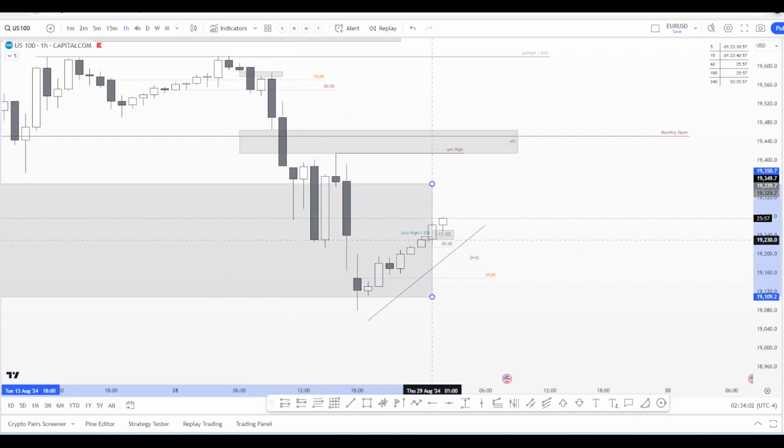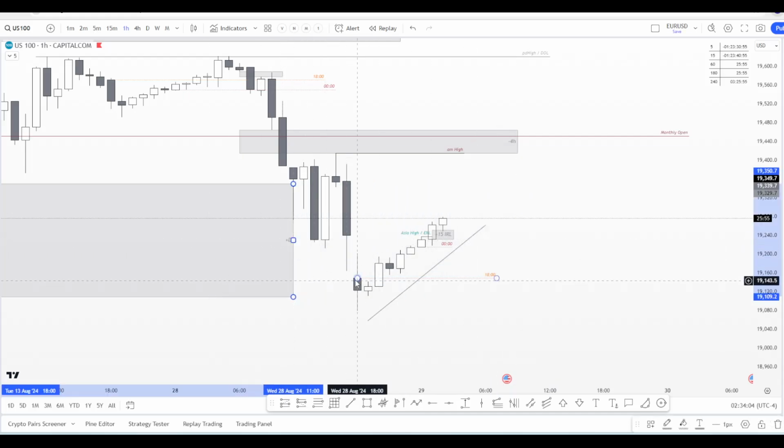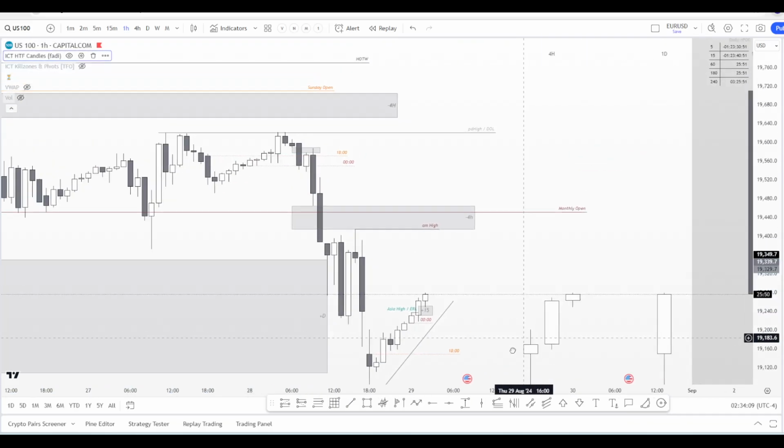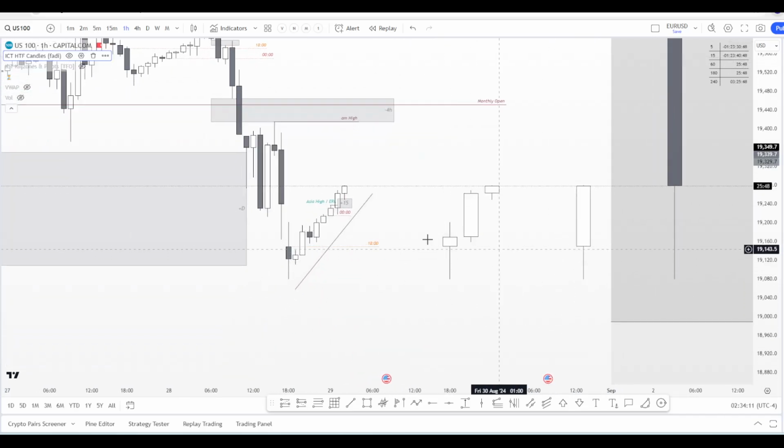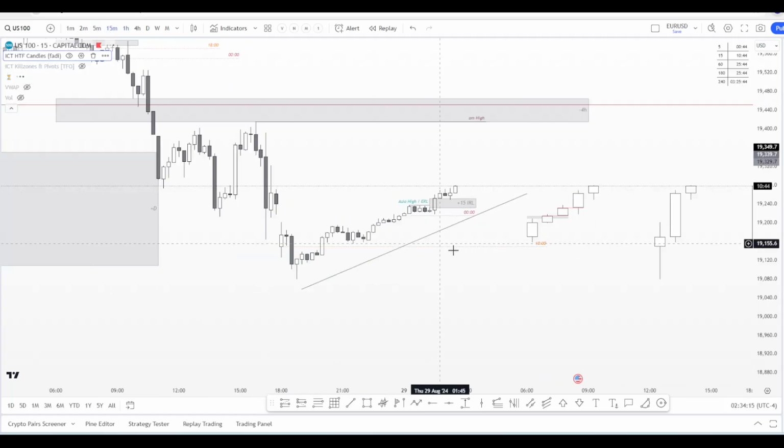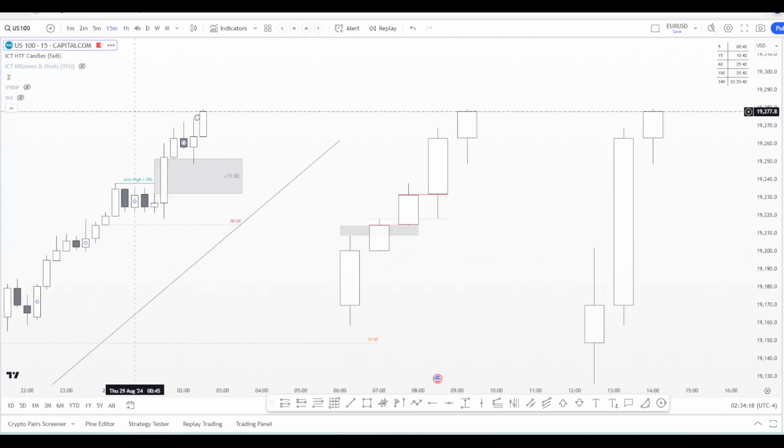So my bias was kind of long. We have opened, put in that bottom wick on the daily candle for now at least. We see the daily candle out here. And we claimed the 12 o'clock open as well. 15 minutes, same as yesterday.